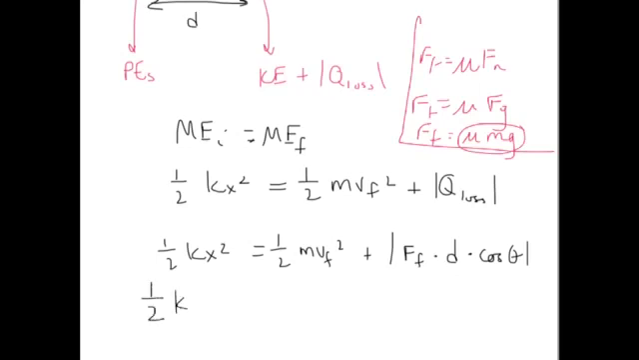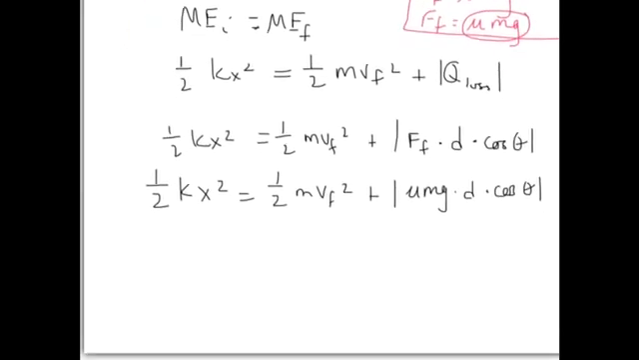So this equation becomes 1/2 kx squared equals 1/2 mvf squared plus absolute value of, now replacing FF with mu mg, times d times cosine theta. The important part to think about in this problem is the fact that cosine theta really doesn't matter because it's actually 180, but we're going to take the absolute value in the end. So the cosine of theta has no significance on this problem because, again, friction acts opposing motion. So since motion is to the right and friction is pulling back to the left, our angle theta is going to be 180, but we're taking the absolute value. So it doesn't really affect the problem at all.